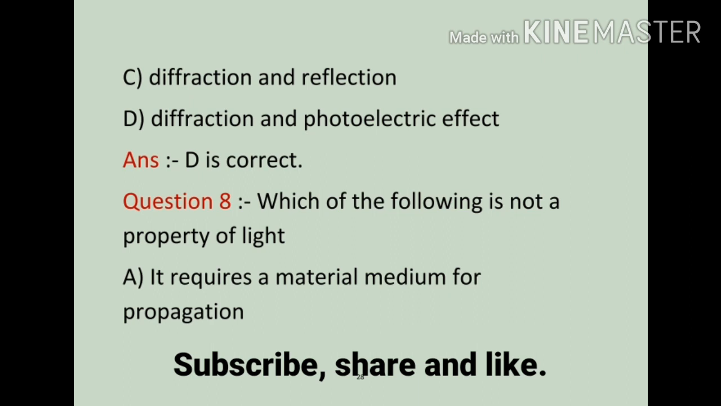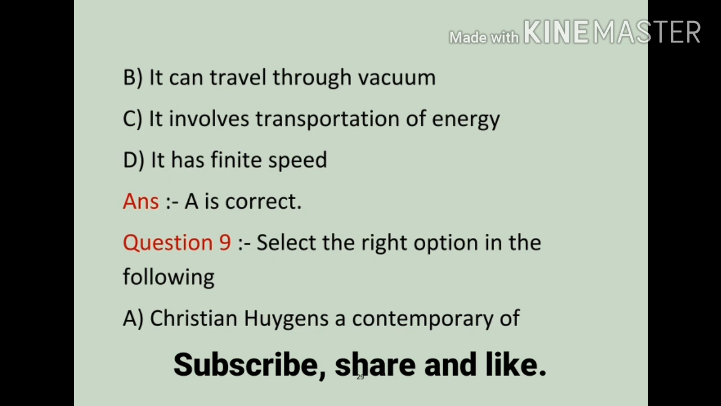And question 8. Which of the following is not a property of light? Option A, it requires a material medium for propagation. And option B, it can travel through vacuum. And option C, it involves transportation of energy. Option D, it has a finite speed. So the correct option is A.